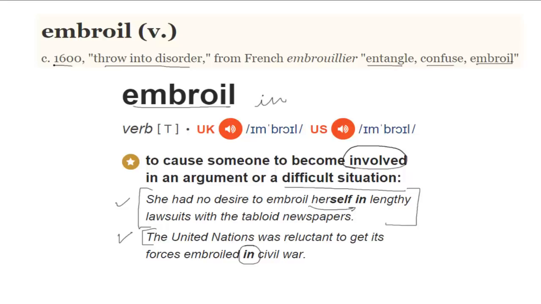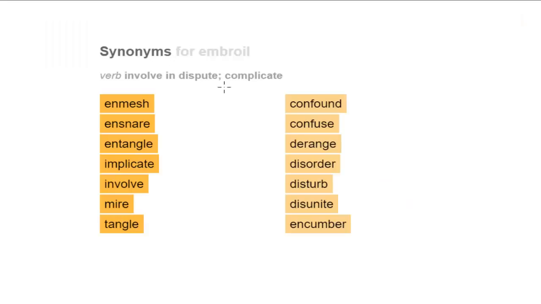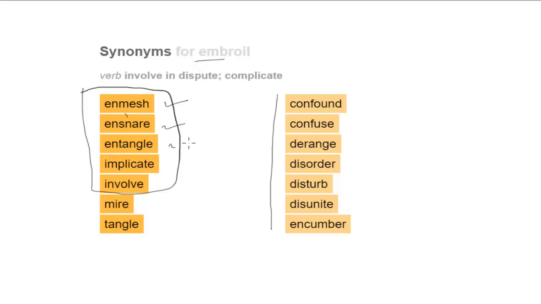Let's take some of the synonyms of the word embroil. Here we see the synonyms, and on the left-hand side you see the stronger synonyms, that means the words which are very close to embroil. And here you have the remote synonyms, which may not be exactly synonymous but are somewhat similar to embroil. The close synonyms of the word embroil are enmesh, ensnare, entangle, implicate, involve, mire, or tangle. But again, involve does not bring that connotation of negativity.